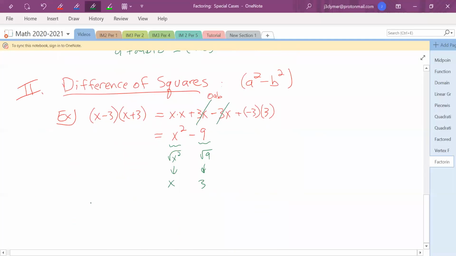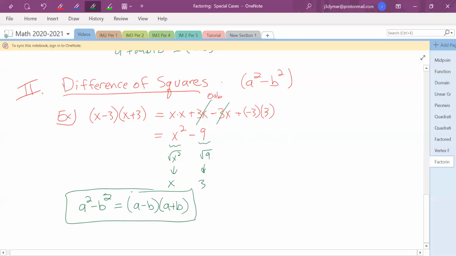The general rule is this: if you have a squared minus b squared, you're going to end up with a minus b times a plus b. And that's how you factor it. And this is much, much, much easier to recognize.